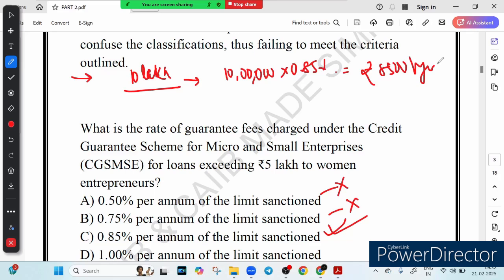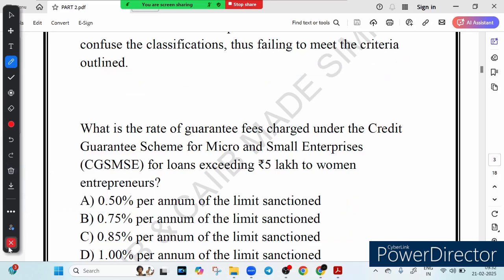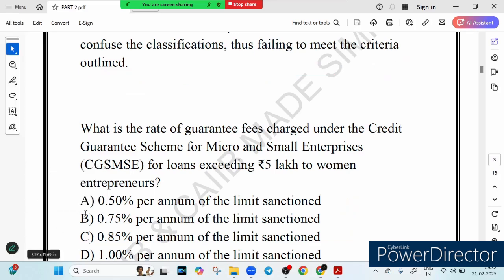मतलब कि यदि बोरोवर अपने रिपेमेंट करने में असक्षम है तो ये स्कीम हेल्प करता है लेंडर को फाइनेंशियल लॉस से बचने के लिए. सो आई होप दिस मेक द कंसेप्ट क्लियर. The answer is 0.85% per annum, right? And 1% is also incorrect, right?